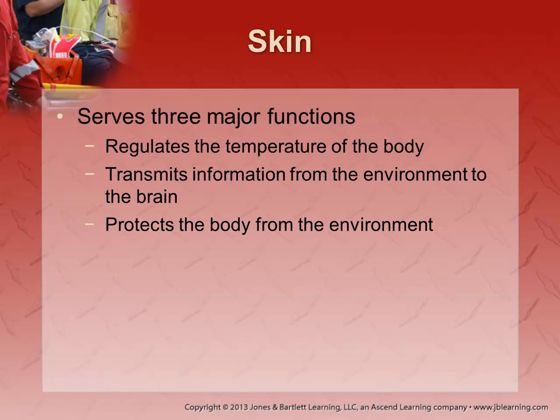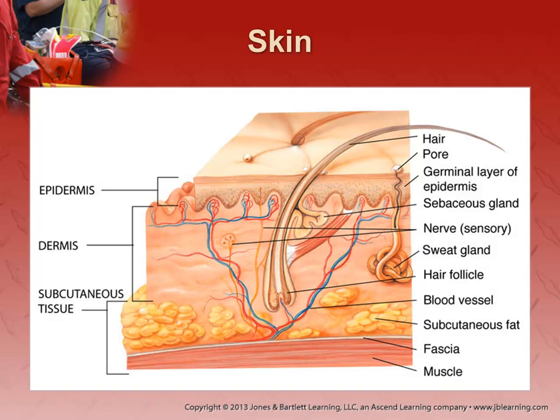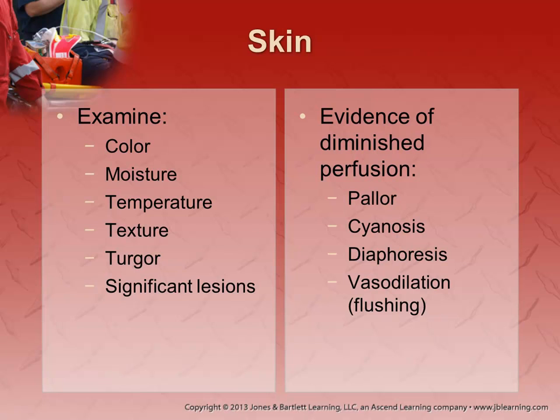What does your skin do? It protects you, right? It helps regulate your temperature. It protects you from environmental problems. Now the three layers of skin, the epidermis, the dermis, and the subcutaneous tissue. Where's the first degree burn at? Second degree? Third degree? All three into the muscle, right? All right, you're looking at their skin, you're going to examine for color.